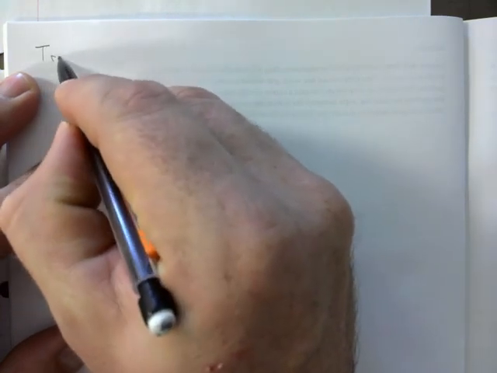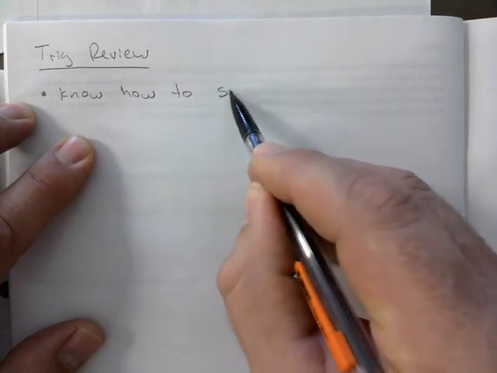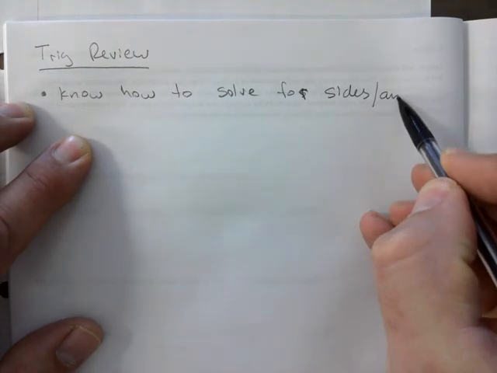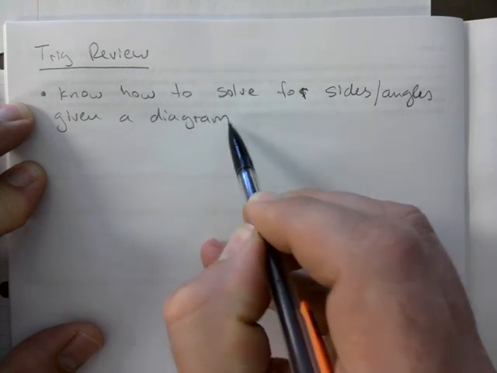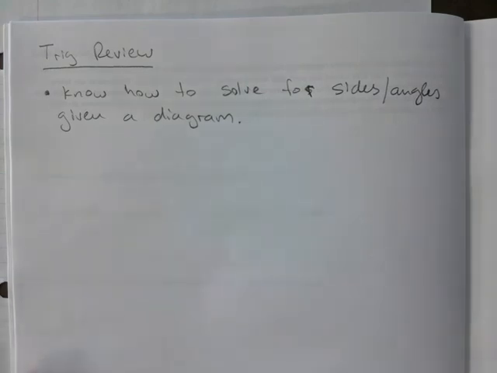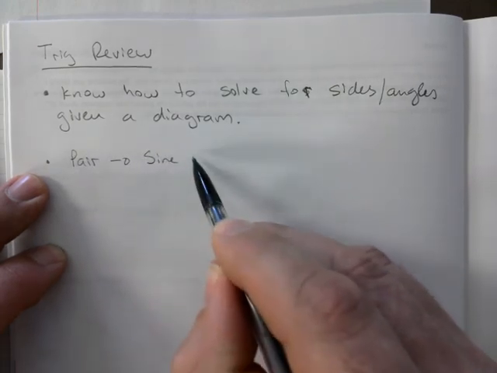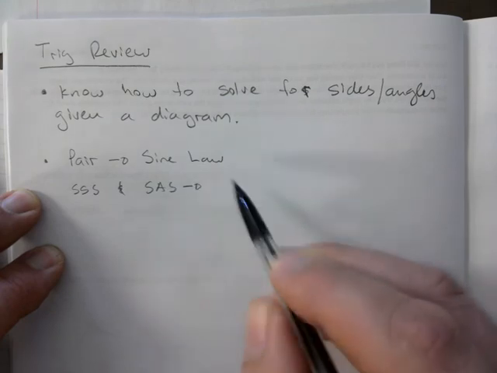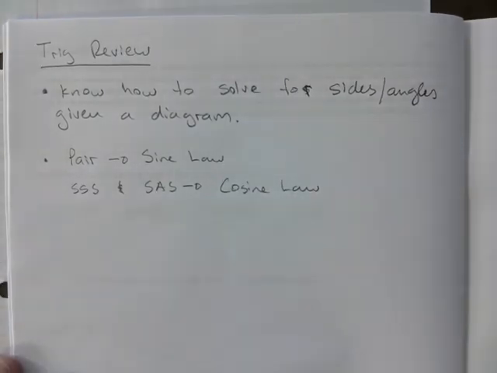Okay, trig review in a sense. Know how to solve for sides, angles, given a diagram. Anywhere in the back, any blank page will do. If you're wondering what's happening, that's fine. So if you have a pair, use sine law. Side, side, side, and side angle side, you use cosine law. You should have these on your study sheet for sure.